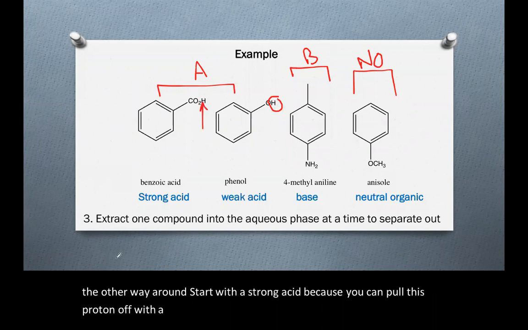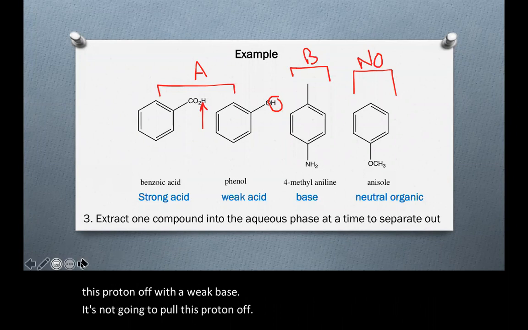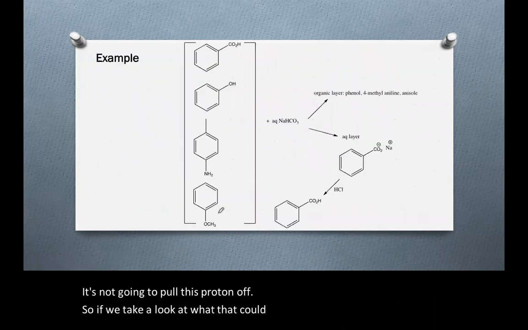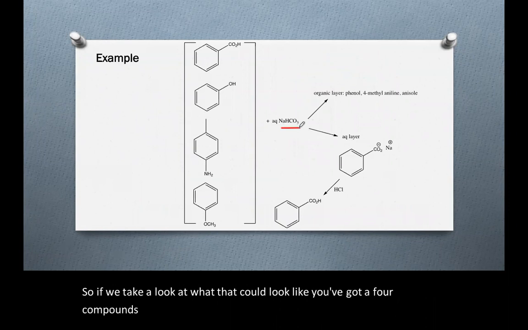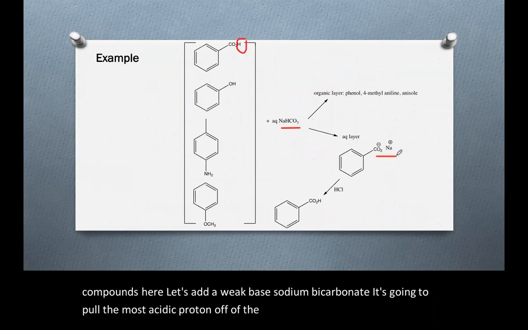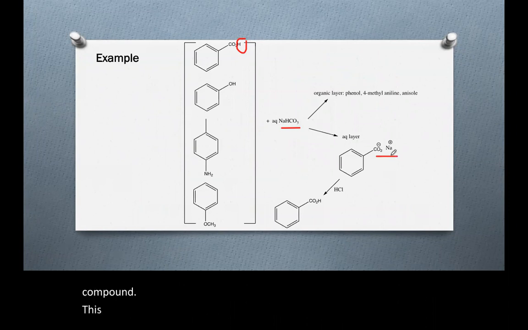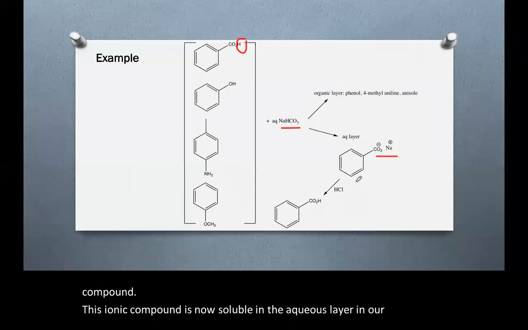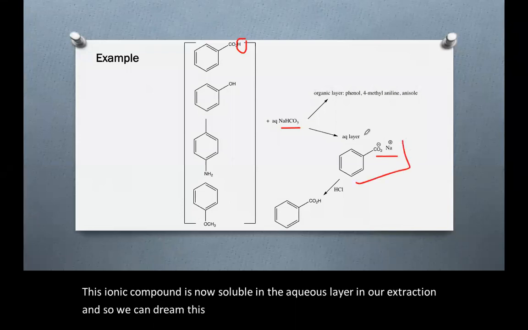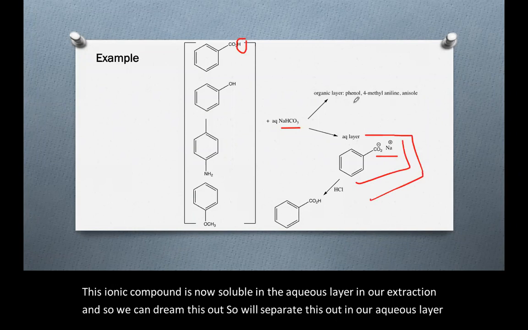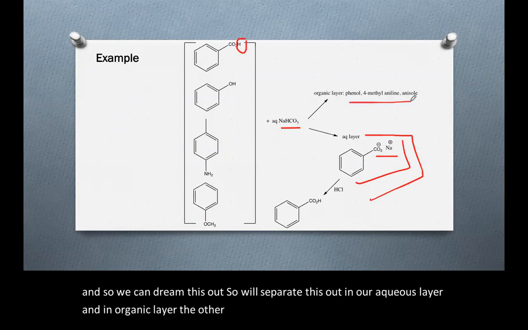So if we take a look at what that could look like, we've got our 4 compounds here. Let's add a weak base, sodium bicarbonate. It's going to pull the most acidic proton off of the carboxylic acid to make it an ionic compound. This ionic compound is now soluble in the aqueous layer in our extraction, and so we can drain this out. So we'll separate this out in our aqueous layer, and in our organic layer, the other 3 compounds are left.